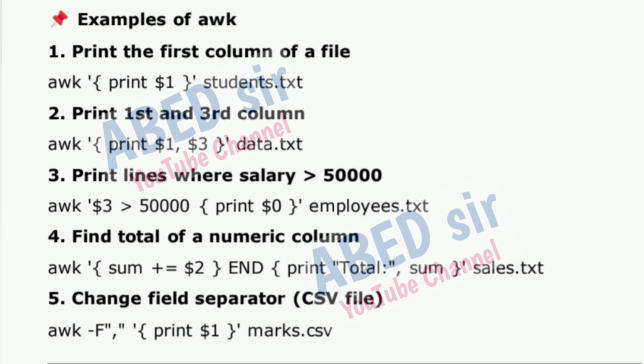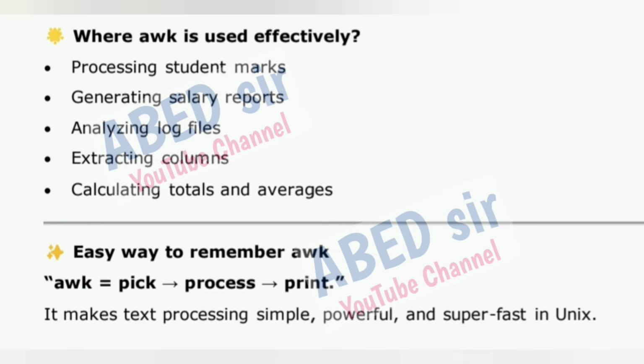awk '{sum += $2} END {print sum}' sales.txt. 5. Change field separator, CSV file: awk -F',' '{print $1}' marks.csv.